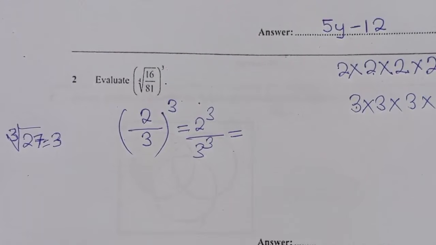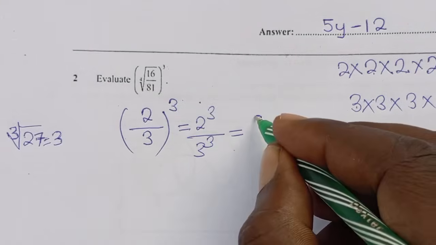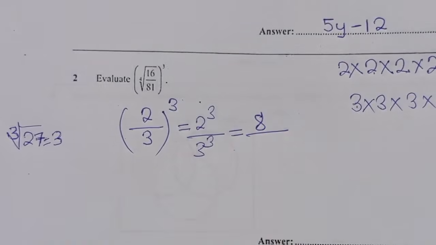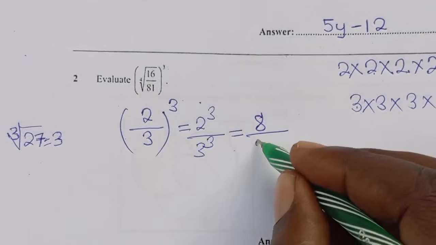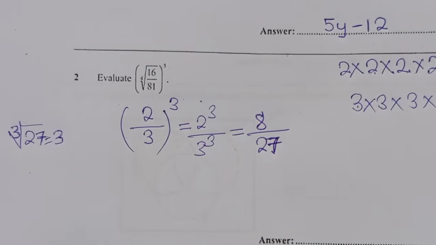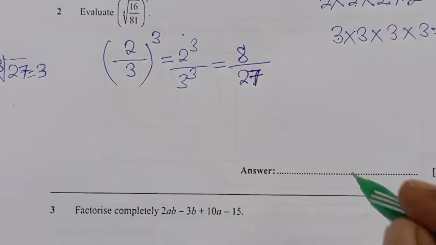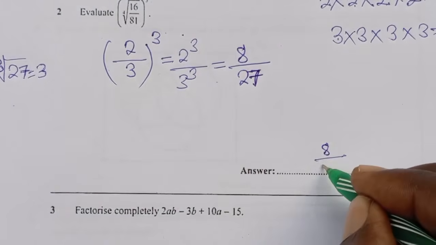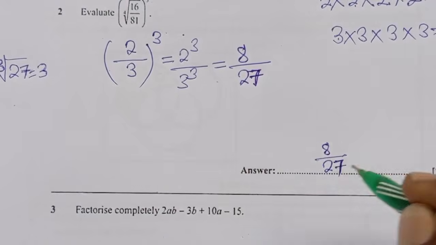Because these are same things. As long as you're able to get the concept, everything is gonna be simple. 2 to the power 3, 2 times 2 times 2. This is the meaning. So 2 times 2, 4 times 2, 8. You get 8 there. Then 3 times 3 times 3, you get 27. So the answer is 8 over 27. This is the same answer that you put there. 8 over 27, like that.